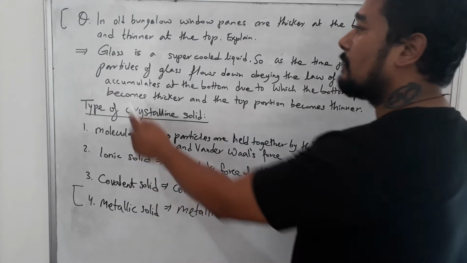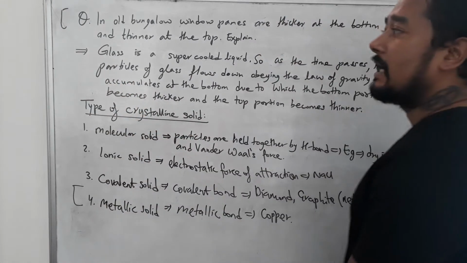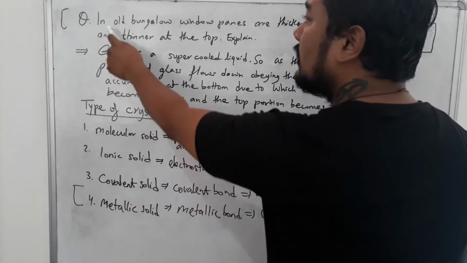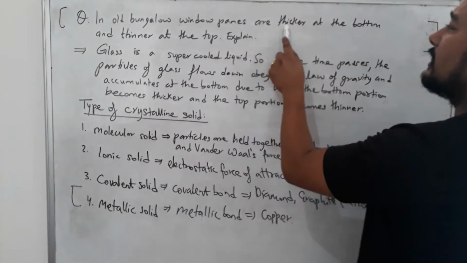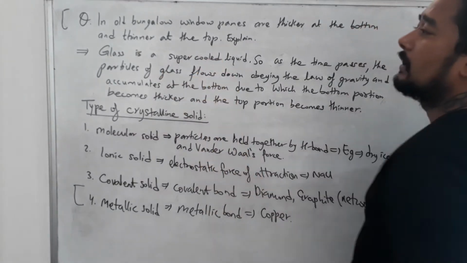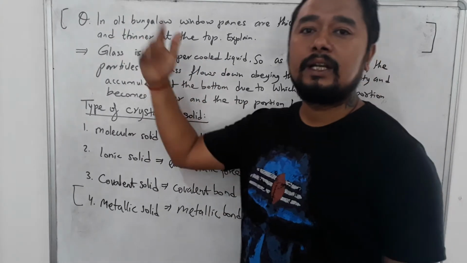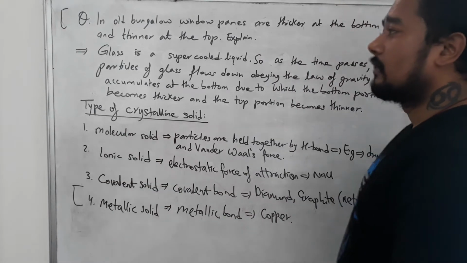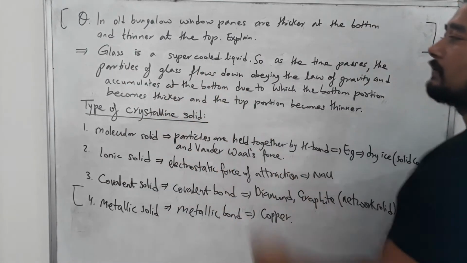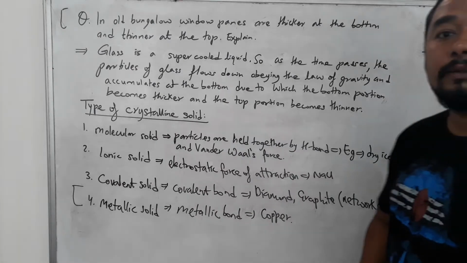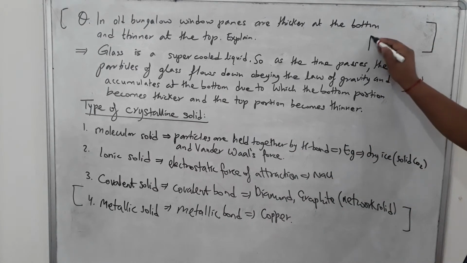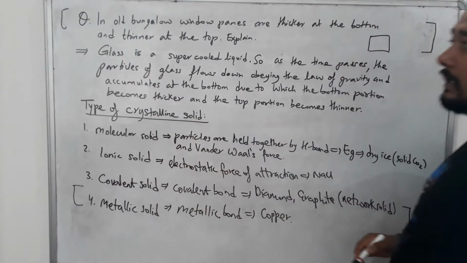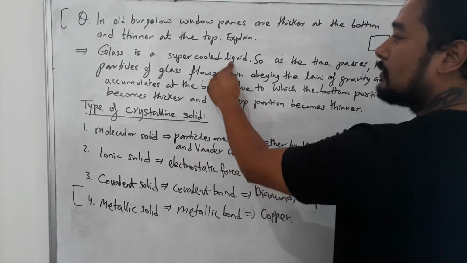One of the examples of amorphous solid I gave you was glass. An amorphous solid is also known by the name pseudo-solid or supercooled liquid. In old bungalows, window panes are thicker at the bottom and thinner at the top. Old bungalow means which was built 100 years ago or 50 years ago. If you check the window panes made up of glass, and you know that glass is a supercooled liquid, so since it is a liquid, suppose this is the window pane made up of glass. Inside glass there are particles and it is a supercooled liquid, and liquid always flows, you know.